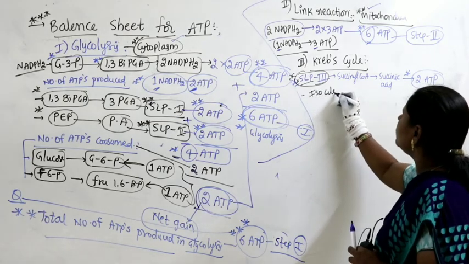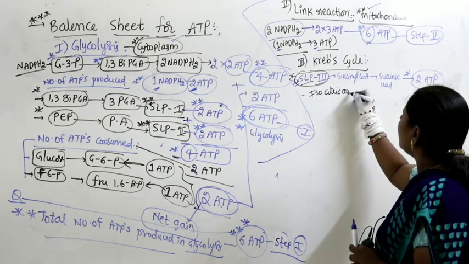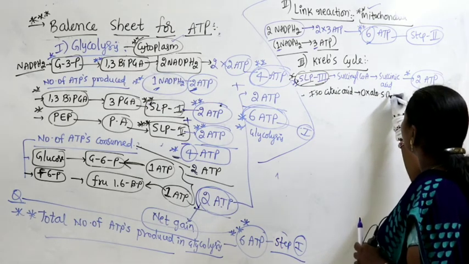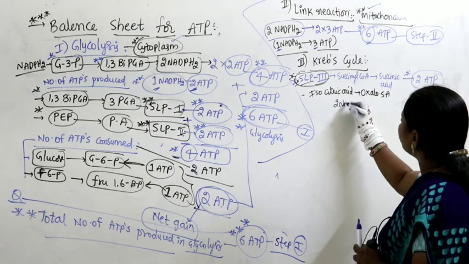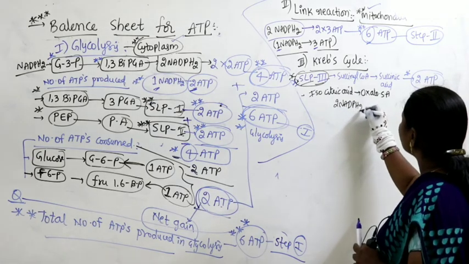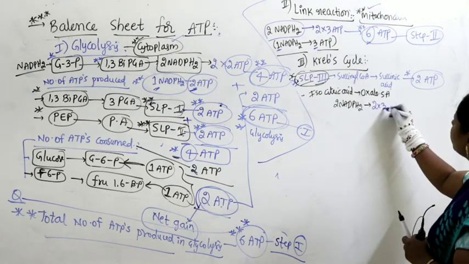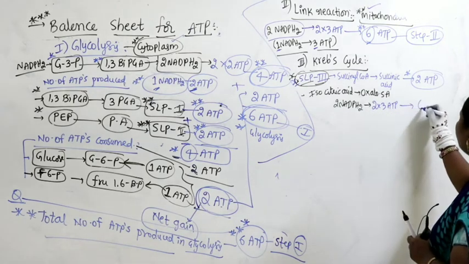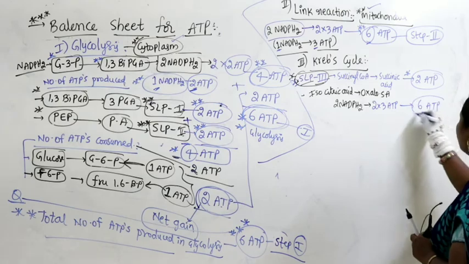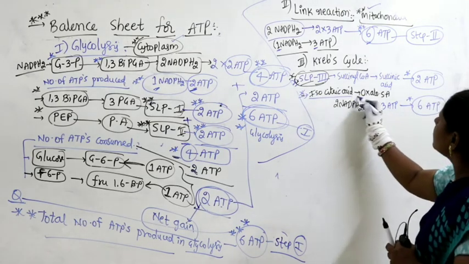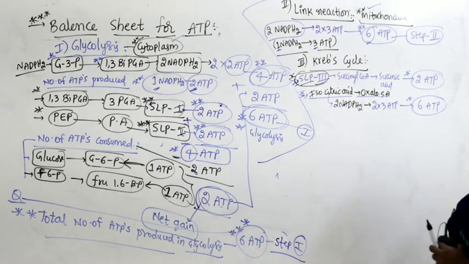isocitric acid to oxalosuccinic acid. So 2 NADPH2 are produced, that is 2 into 3 ATP. So altogether it produces 6 ATP. That is the conversion from where to where? Isocitric acid to oxalosuccinic acid. How many ATPs? 2 NADPH2 are produced.